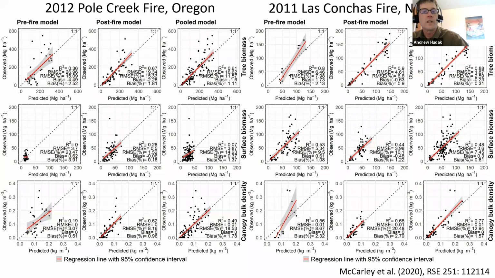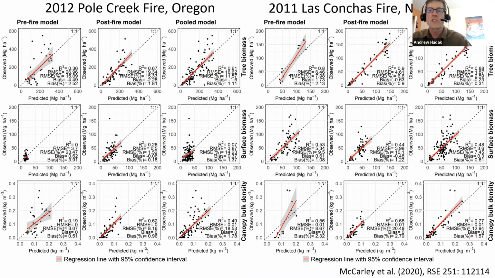So in this study, we use the opportunity of pre and post fire field plots and LiDAR collections at 2 fires. And these were the 2011 Los Conchas fire in New Mexico, and then the 2012 Pole Creek fire in Oregon. And the idea that we tested here for predicting tree biomass, which is shown on the top row at both fires, surface biomass below that. So that's like canopy fuels and surface fuels. And then we also predicted canopy bulk density, which is an important parameter as input into fire behavior models.